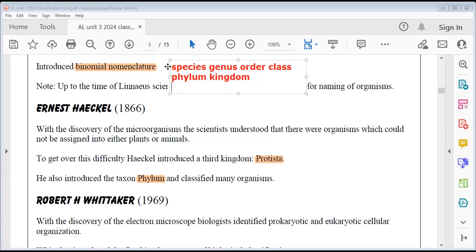Later, another person introduced family. His name is Pierre Magnol. He was a botanist, and he is the man who introduced family. It was further improved. How many taxa now? Check it. Seven. At the moment, the present one has 8 taxa. The last taxon is domain. We are coming to that.